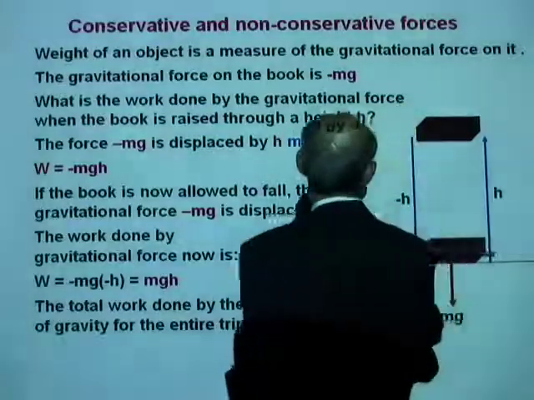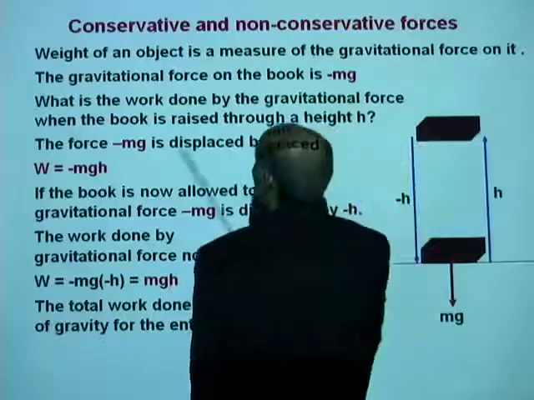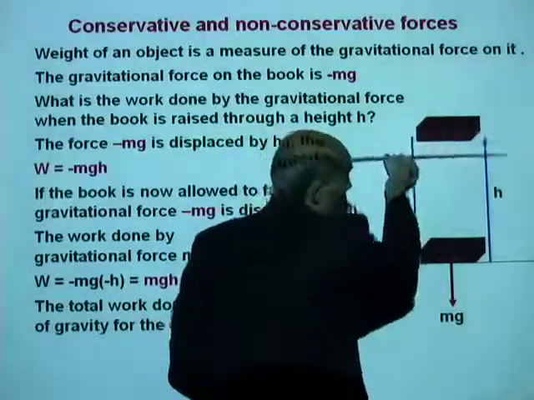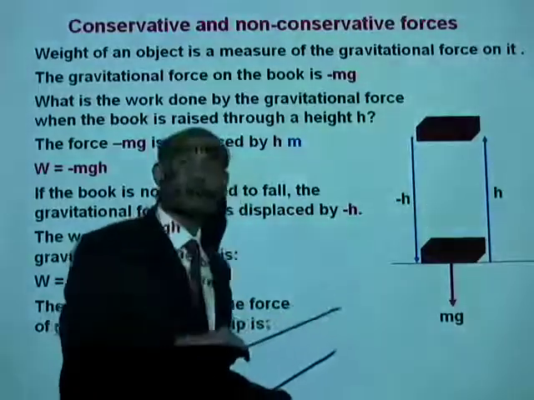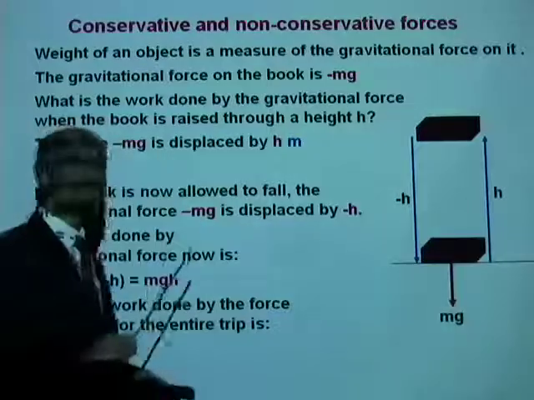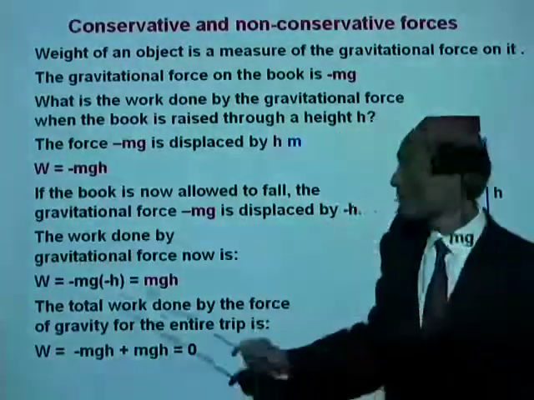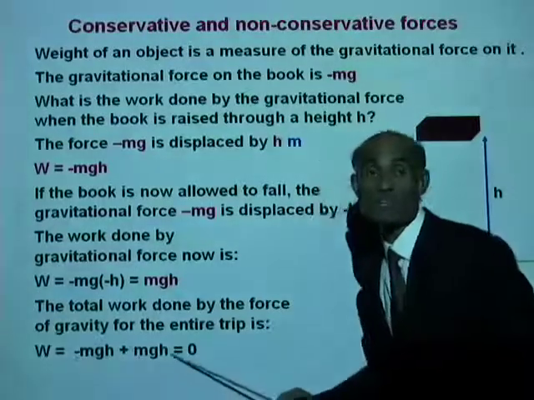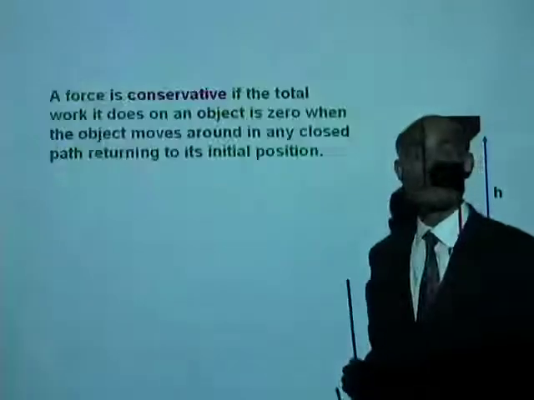Therefore, what is the total work done by the force of gravity for the entire trip? The work done by the force of gravity in raising the book is negative mgh, and the work done by the force of gravity while the book is falling through the same height is positive mgh. Therefore, the total work done for the entire trip is negative mgh plus mgh, equal to 0.